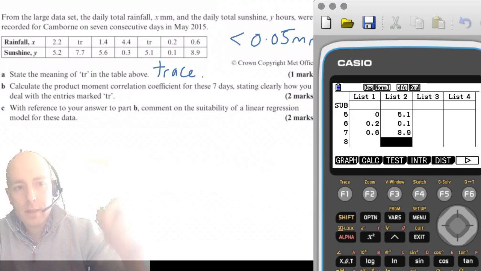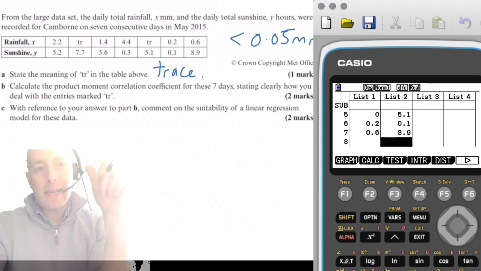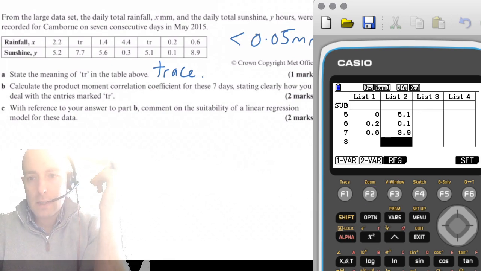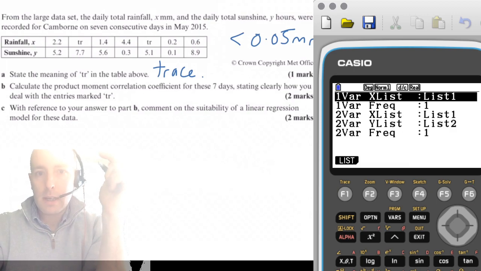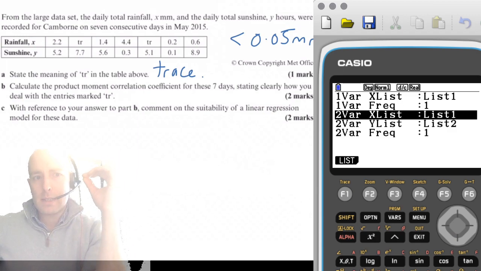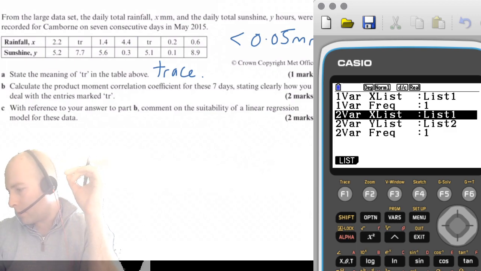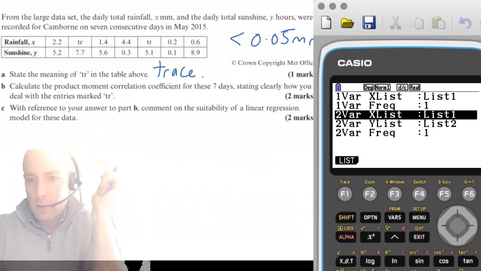Cool. Right, when all that's typed in, we first need to tell the calculator that we're now using x and y. We're using two different variables. So we need to go to calc and then set for setup. So you go to setup, you want it to read off like this. You want it to say my x list is list 1 and my y list is list 2. So we're going to type in both of those values so the calculator knows we've got x in one column, y in the other column.